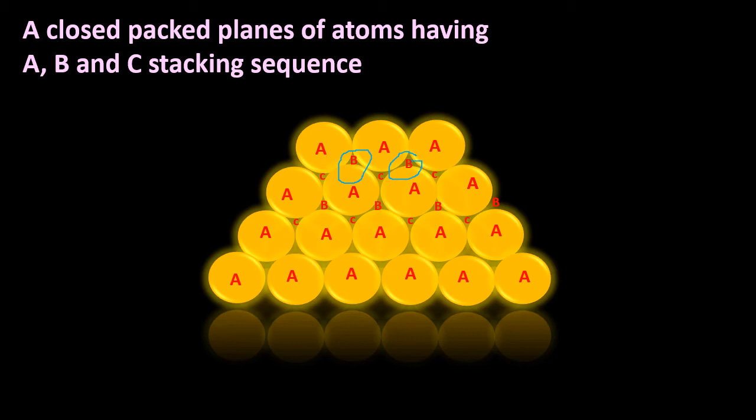There is another plane of atoms, and this plane of atoms has the stacking sequence of B. Then there is another stacking sequence attached with this B plane of atoms, which is called C, and this one is the A sequence. So these closely packed planes are attached with one another in a certain sequence, and this sequence is the A, B and C stacking sequence.